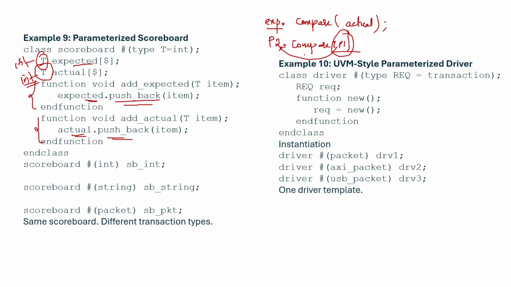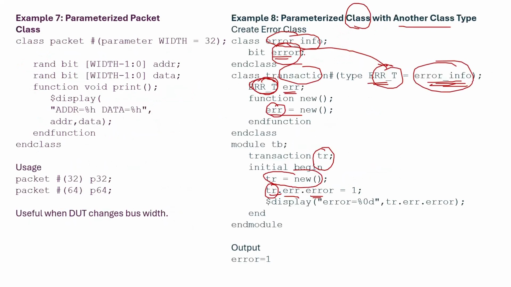Okay, that sequence item we can call in your sequence class and also in the driver class by using parameterized classes. So this parameterized class we are utilizing. Previously I was utilizing that: class error info is my class, and that class will be utilized in my transaction class.